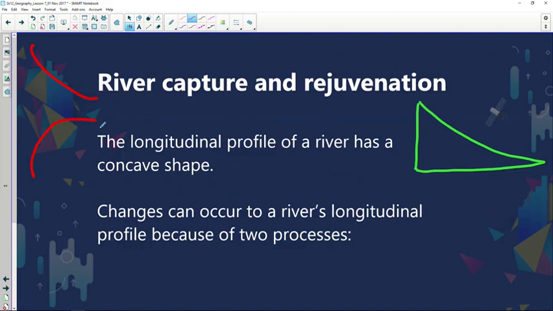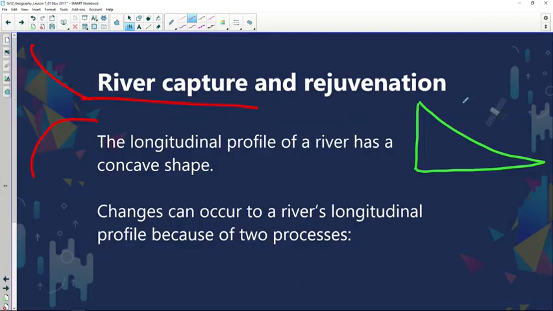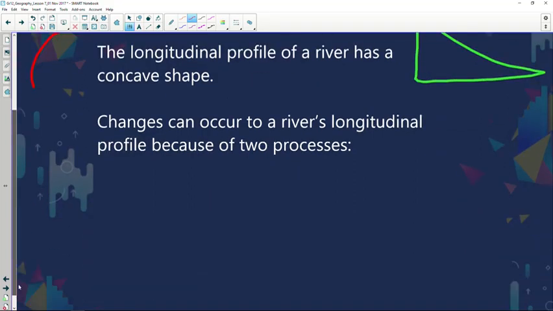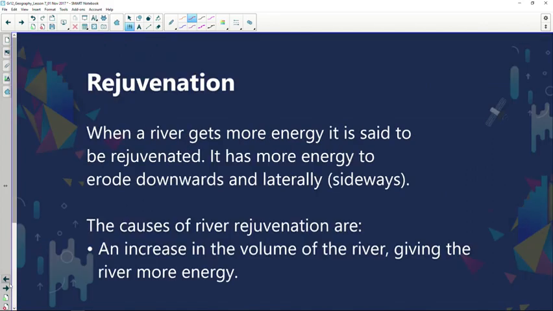Okay. Now, changes can take place in this longitudinal profile of a river. It means it can change from a concave shape to a different shape. So eventually the shape of this river can change because of the following: river capture and rejuvenation. Now, two processes can take place, and let's have a look at the first one.